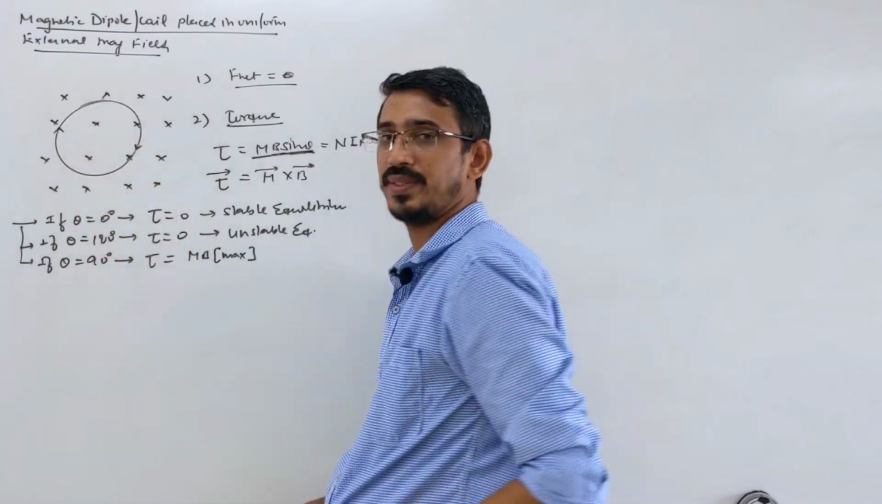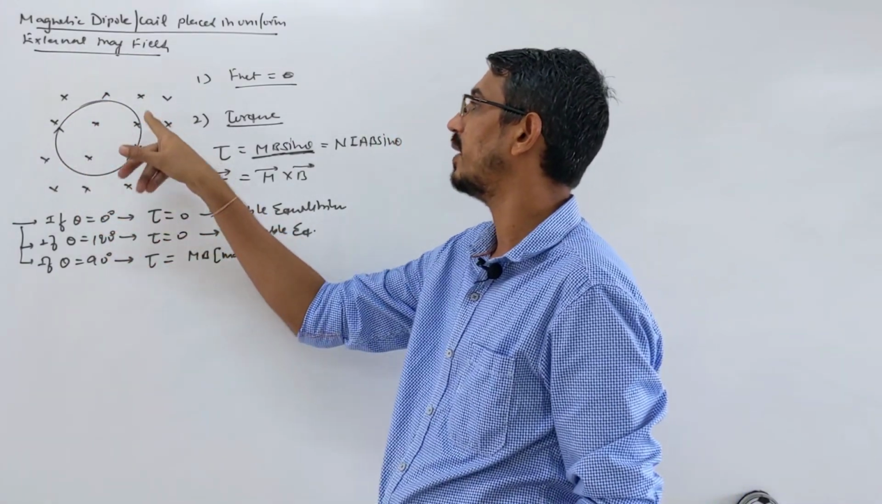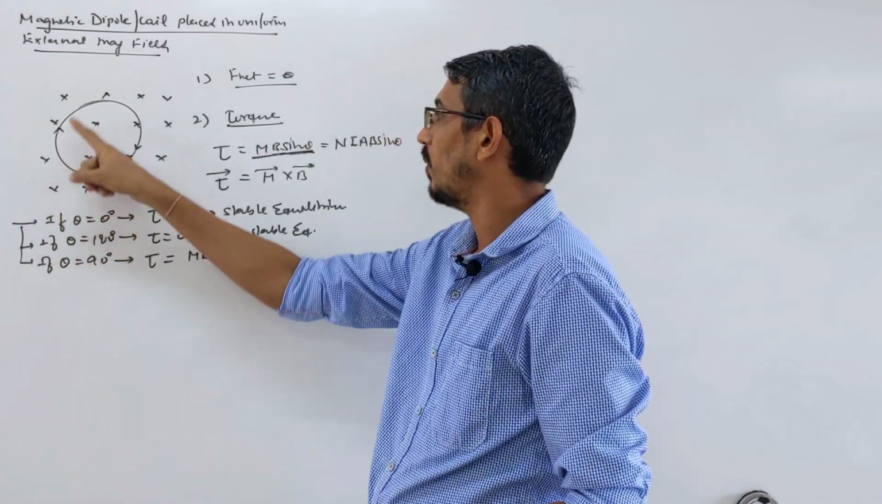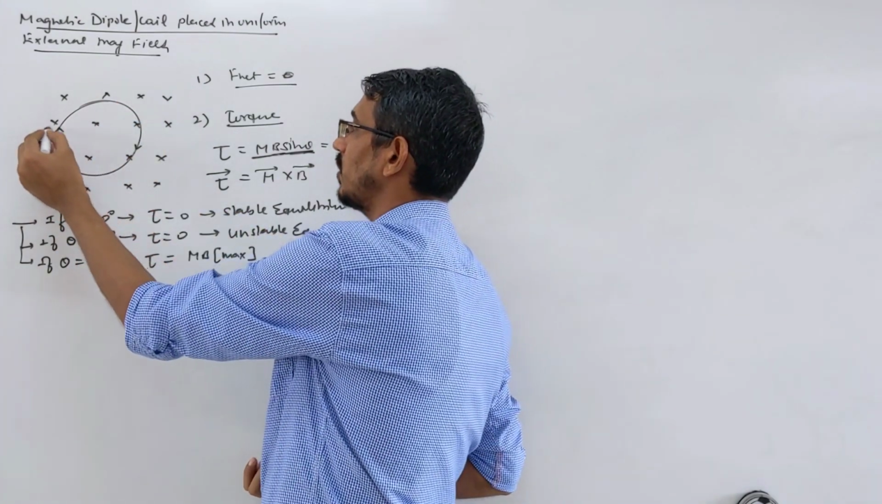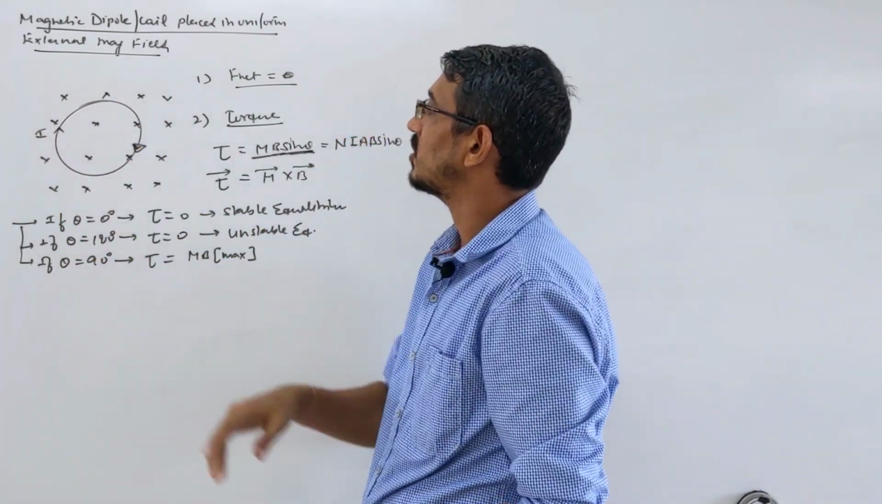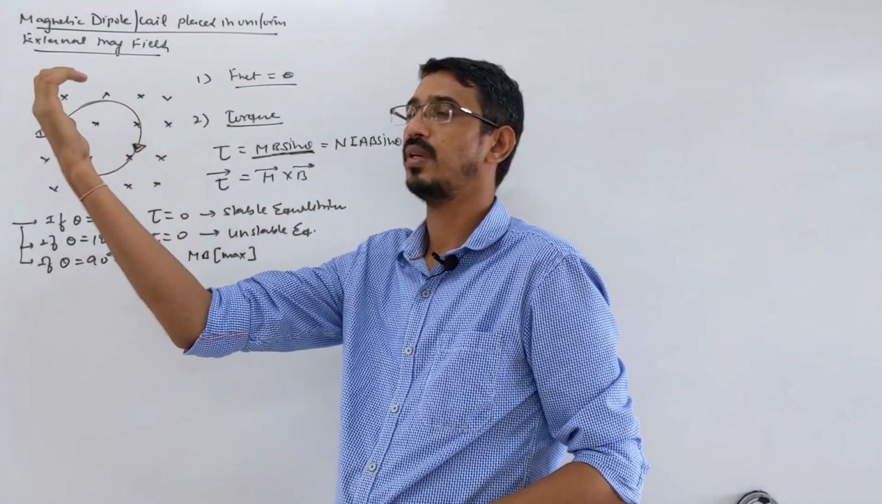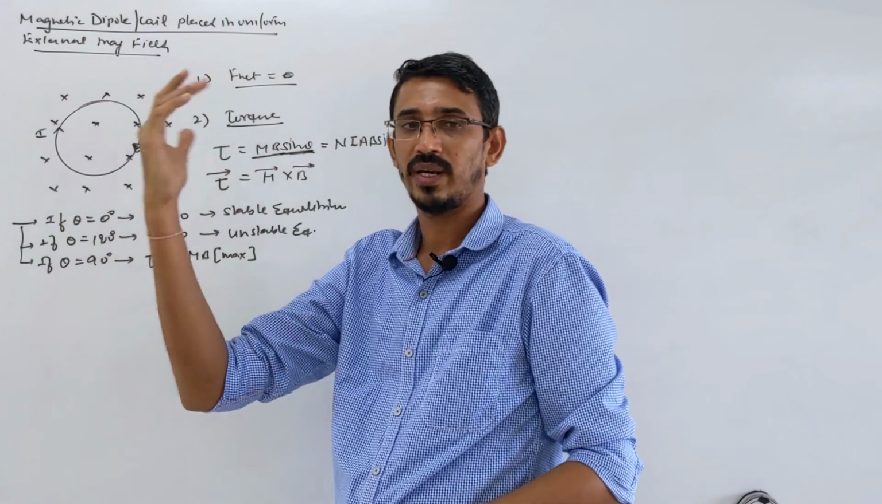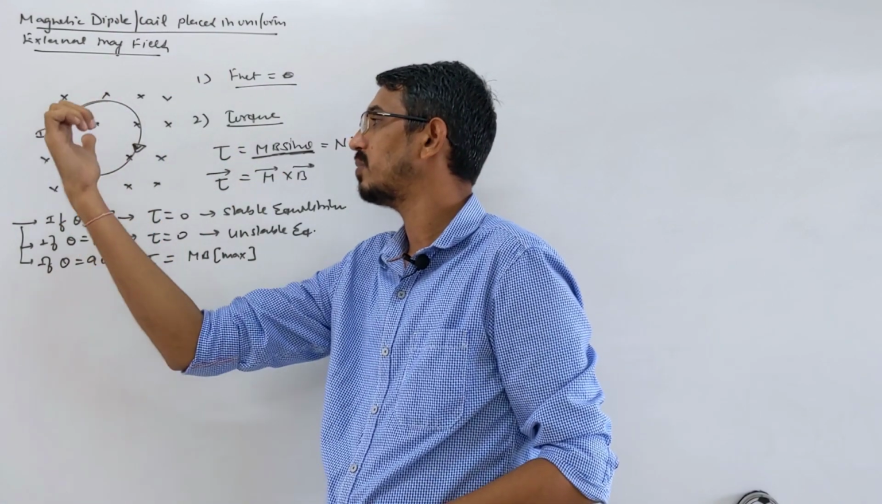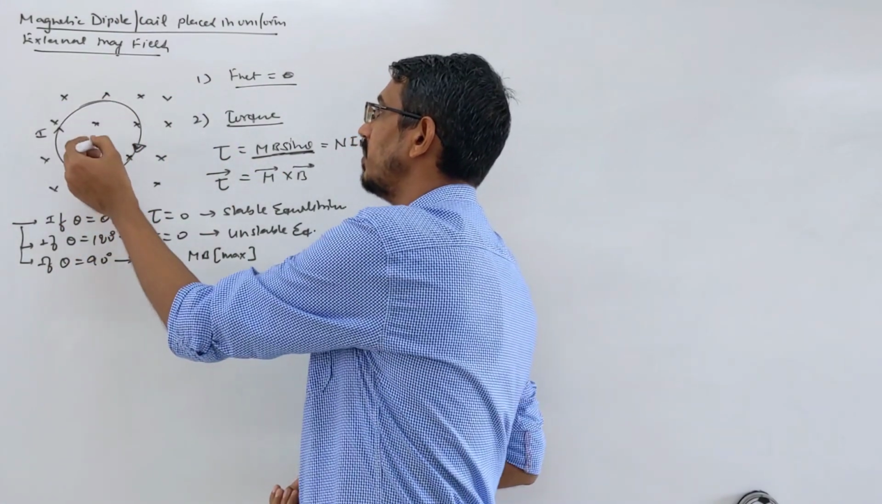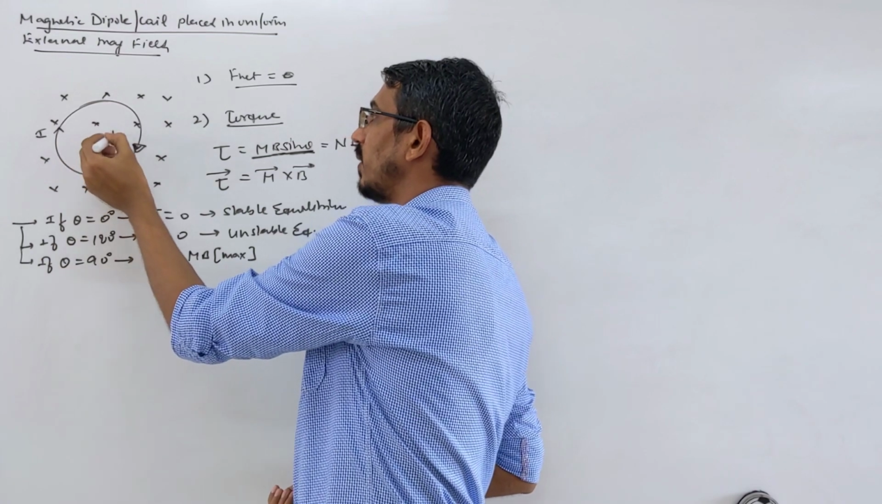Suppose you take this case. Suppose this picture is given to you, meaning the magnetic field is inward, and the coil is placed here, and this is the direction of current. Suppose clockwise, I am saying. If the direction of current is clockwise, then what is the magnetic moment direction? Look here, by this rule. So with current flowing clockwise, the magnetic moment is inward.